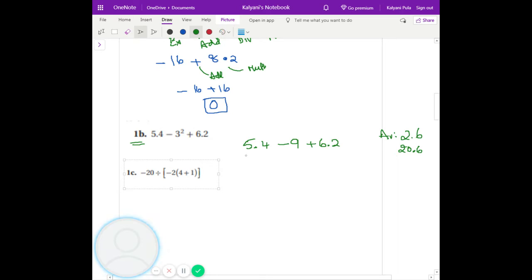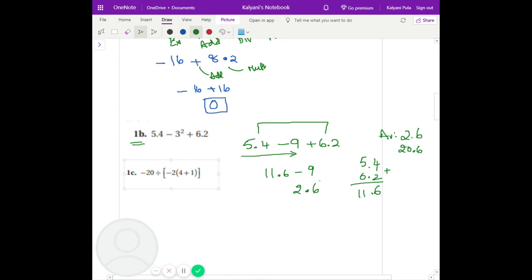Since I have the plus and minus next to each other, I can do it from left to right. So I can combine these two first, or I can just combine the add and then take away 9. Either way, you can do that. So 5.4 plus 6.2 first, which is 11.6, take away 9, which is 2.6. Okay, looks good. Very good.